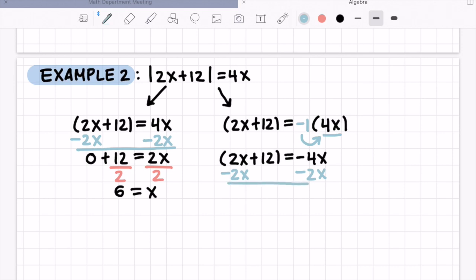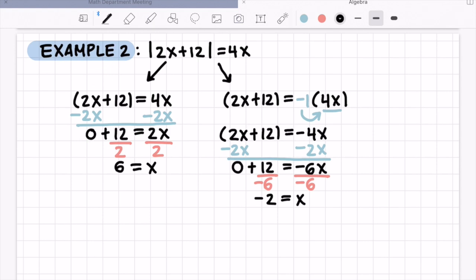When I subtract 2x on both sides, I get 0 plus 12 equals negative 6x. And then the last step is to just divide by negative 6 on both sides. 12 divided by negative 6 gives me negative 2 equaling positive x. Now the last step again is to check our answer, which is really important.